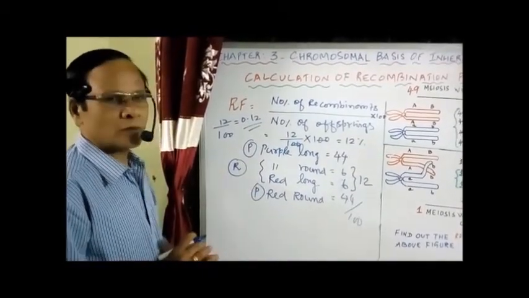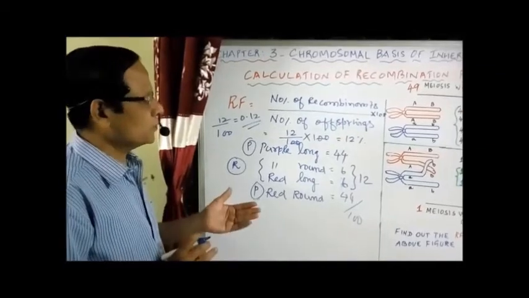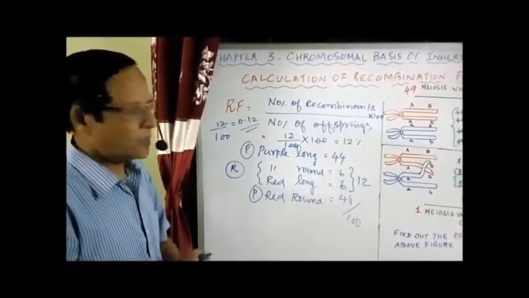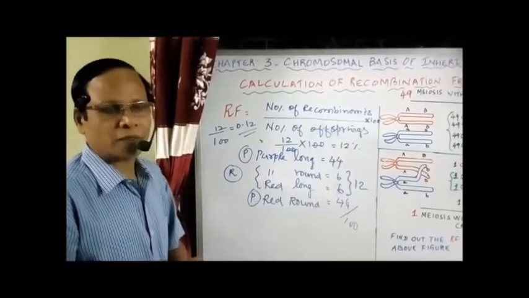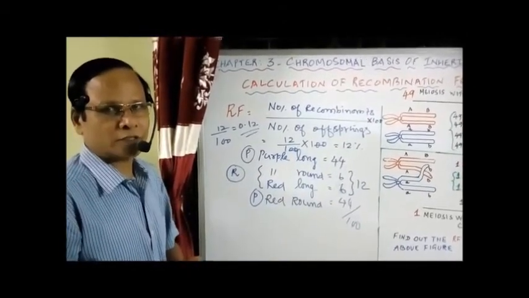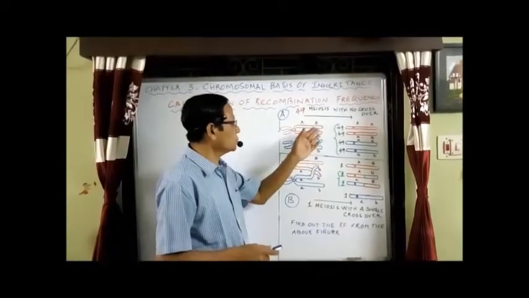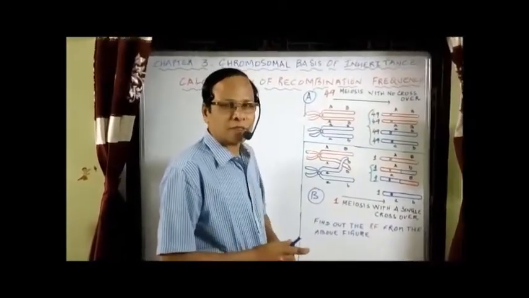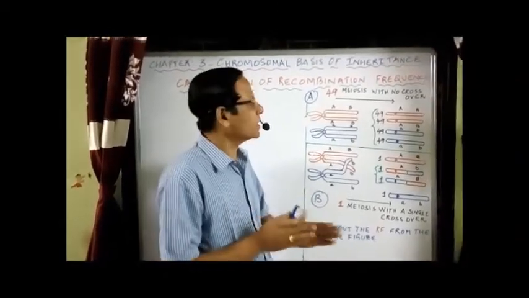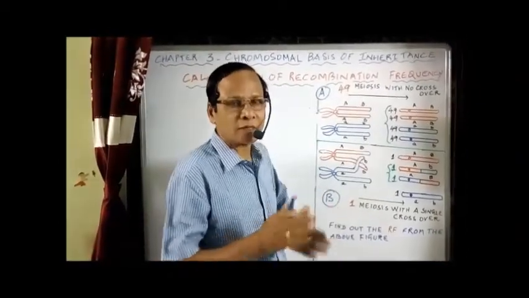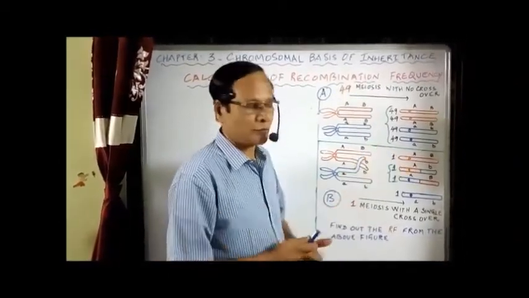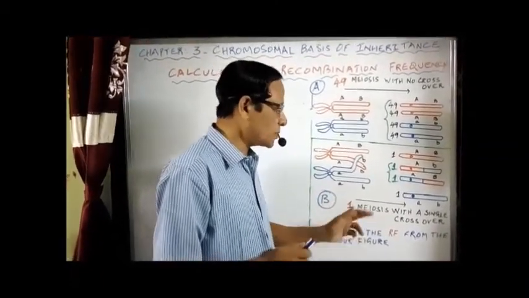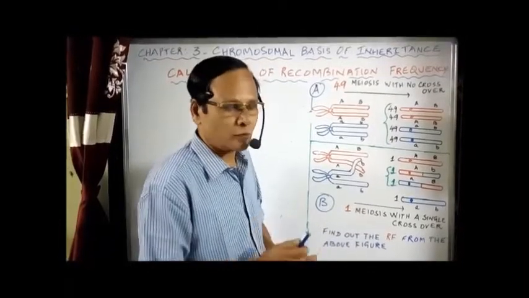This is one. Okay, now a diagrammatic representation is given in the book, and based on the diagram, you have to calculate the recombination frequency. Here two types of figures are given. Figure A represents about 49 meiotic divisions with no crossing over. The second one, B, represents one meiotic division with a single crossing over.